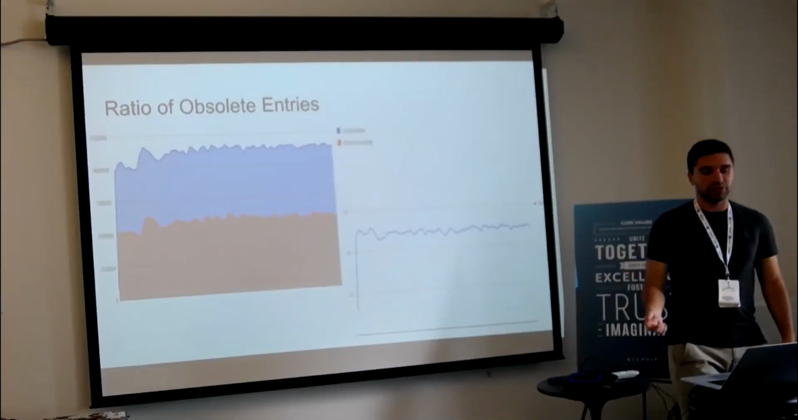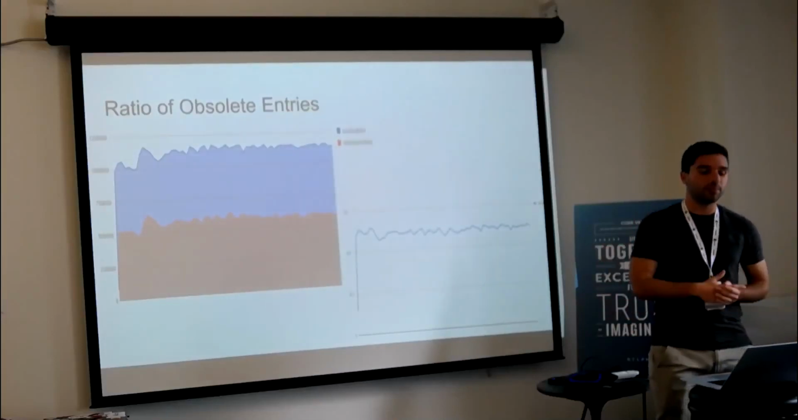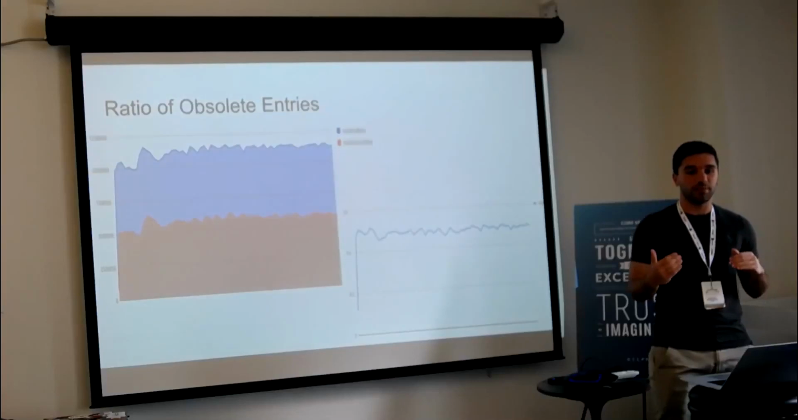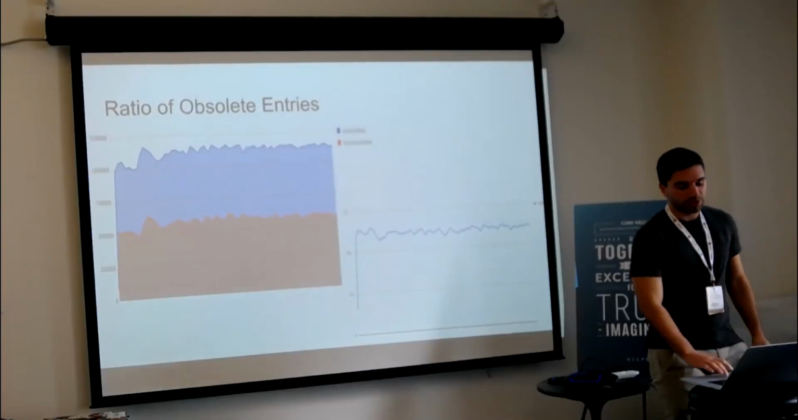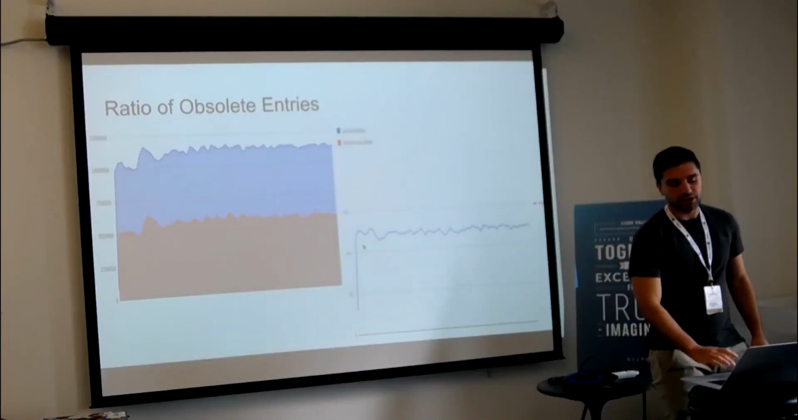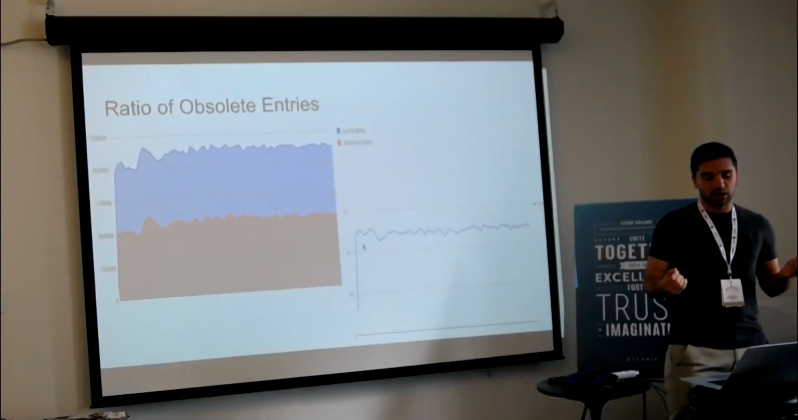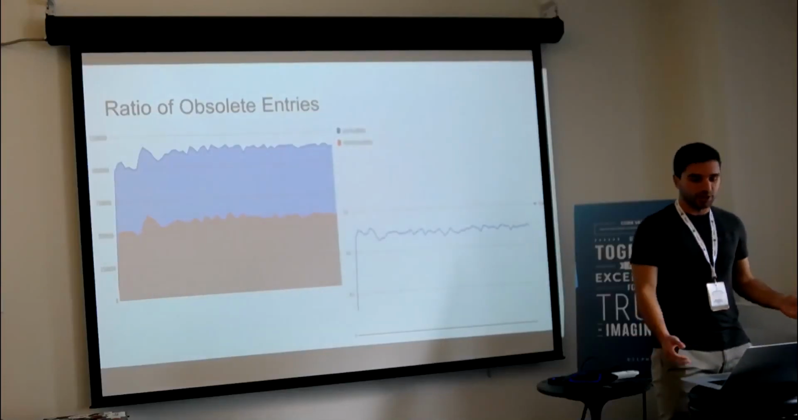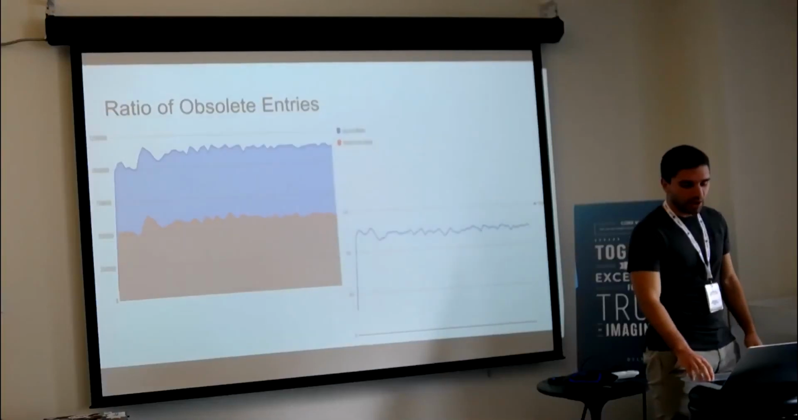Also, during the course of these experiments, we verified our assumption about the amount of obsolete entries in the log spacemap at any given time. So basically what you need to emphasize more is this ratio over here, which is around 0.5 at any given time, which means that we can verify our assumption about half the entries being obsolete at any given time.